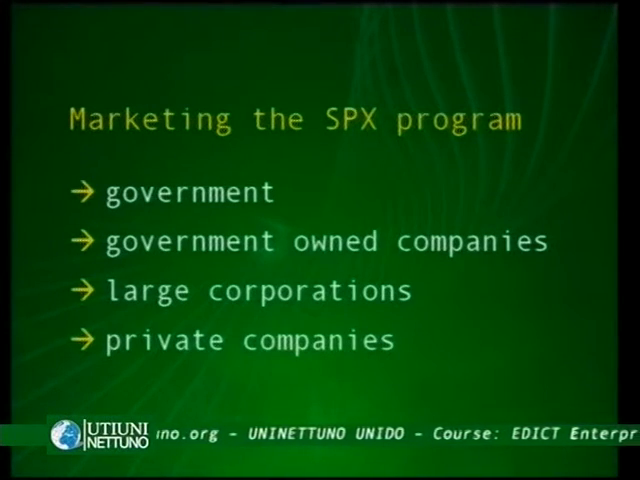Private companies are usually OEMs. They also have to do that, and they are a marketing channel because the private companies need suppliers. And where can they get suppliers? They can get suppliers through the SPX. If the SPX is strong and is doing its work, then the SPX is a major source for them, and therefore they will market the SPX program.